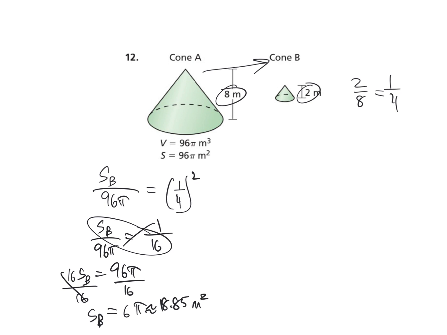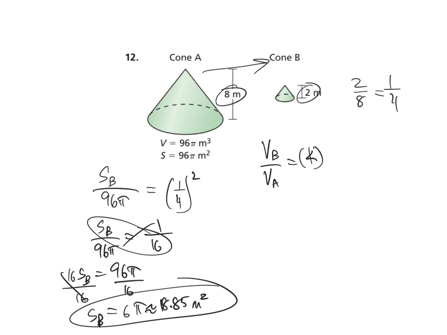Okay, the next thing is the volume. So the volume of B is to the volume of A as the scale factor cubed. All right, so let's write that in. The volume of B is to the volume of A, 96 pi, and 1/4 cubed, which is 1 over 64.